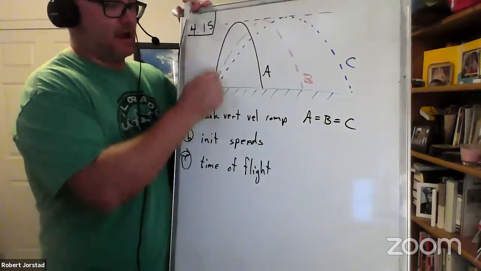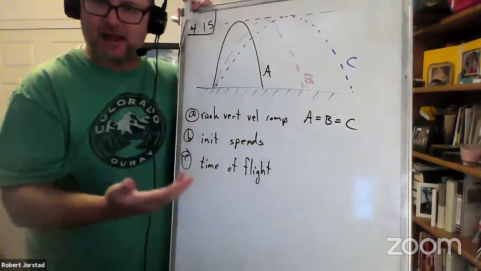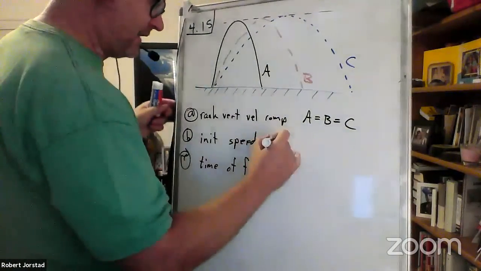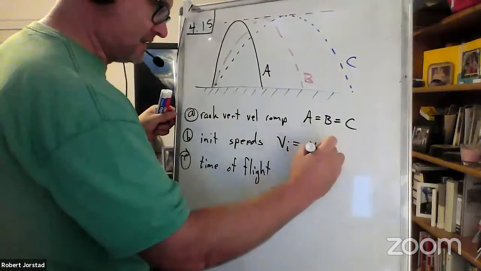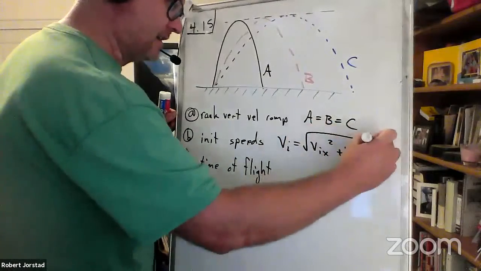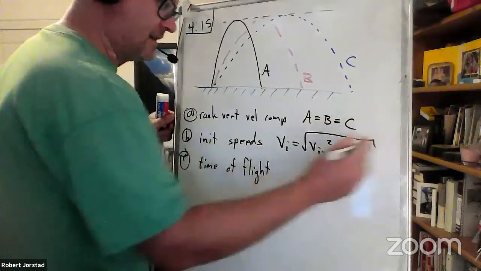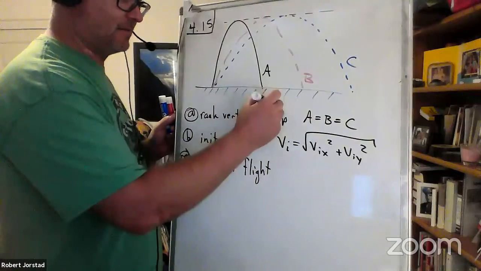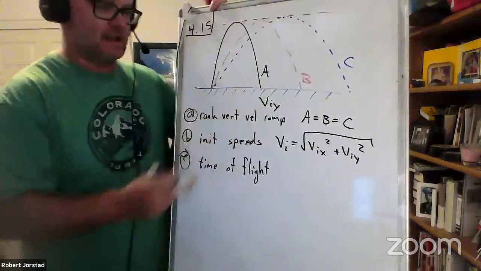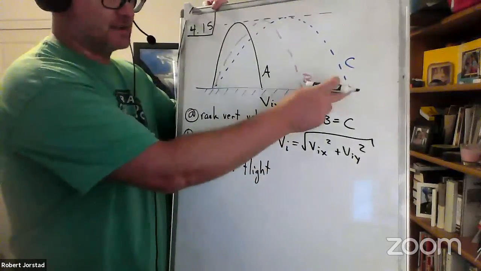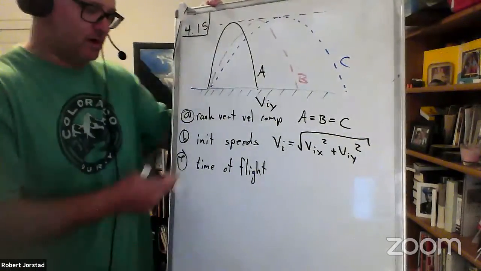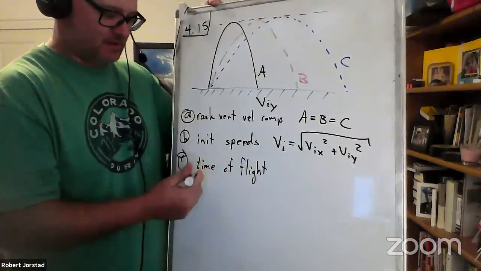So this one, they all have the same Y, but C has more X. Again, because velocity initial is equal to V initial X squared plus V initial Y squared, whereas here we're just talking about V initial Y, right? So they all have the same V initial Y, but this one has the most V initial X. So which one of these two terms is going to help us understand the time of flight?